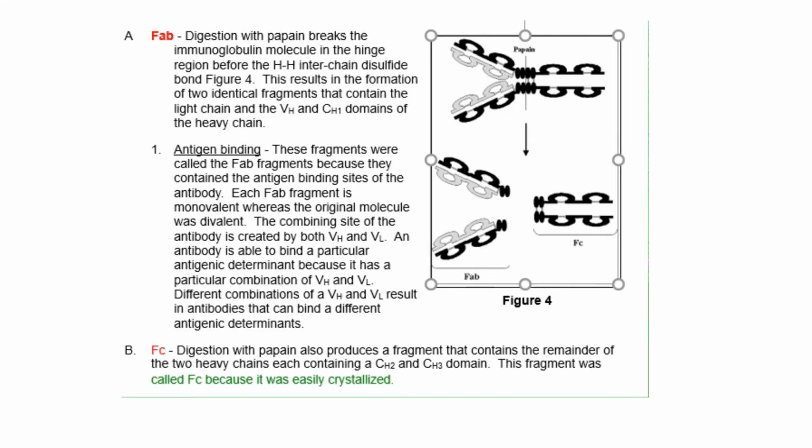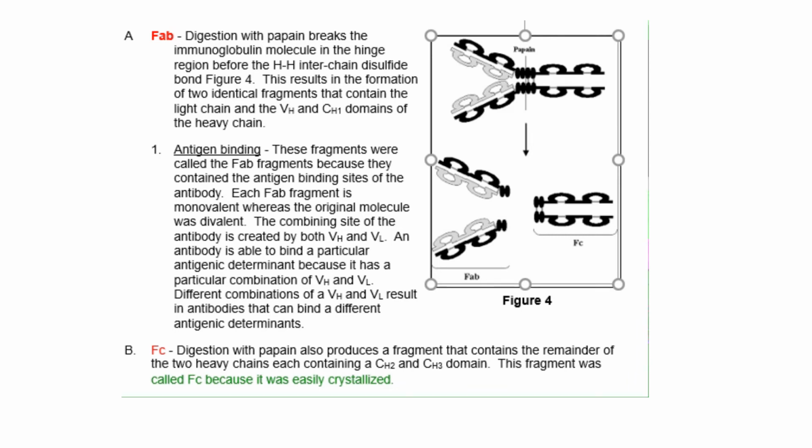Another region is the Fc region. Digestion with papain also produces a fragment that contains the remainder of the two heavy chains, each containing the constant heavy 2 and constant heavy 3 domains. This fragment was called the Fc fragment because it is easily crystallized.